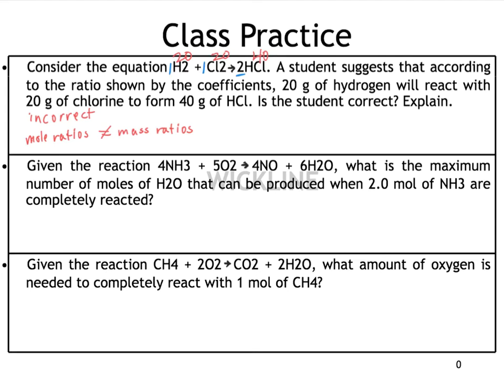But in a more complicated answer, I'm going to suggest trying to figure out the number of moles represented by each of the masses given. So if I want to know how many moles are in 20 grams of hydrogen, I need to multiply it by the following conversion factor.